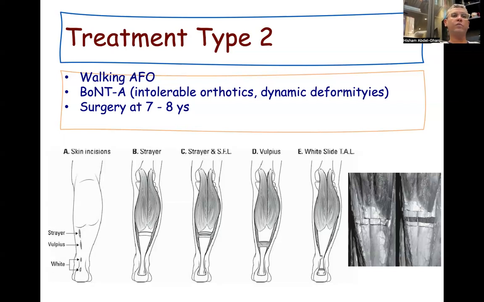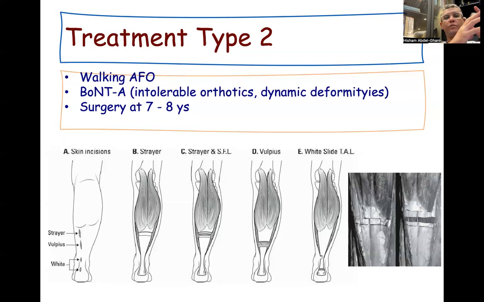If we have shortening of the soleus and gastrocnemius, then we have to lengthen the tendo Achilles. The earlier the first intervention, the more the recurrences, and we have to tell this to the patient. Once we operate before the age of 7 or 8 years, we know that the patient will need another surgical intervention after the age of 10.